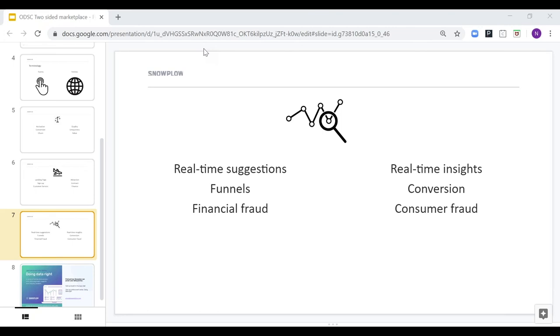Again, on the buyer side, like I said, the real-time insights, conversion as well. We know what converts well, but do your sellers know what converts well and do they know why? And can you give them insight in why? And when you have your full data set, then you definitely can.